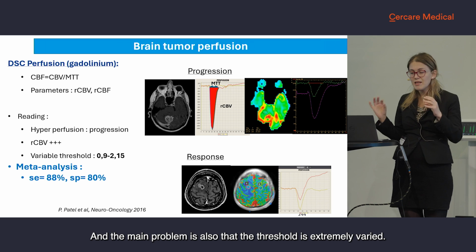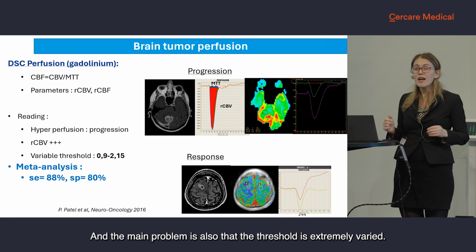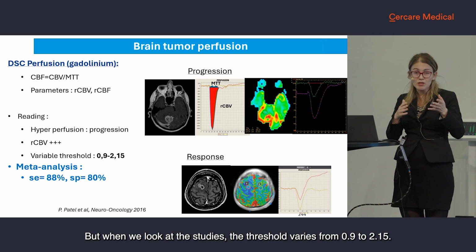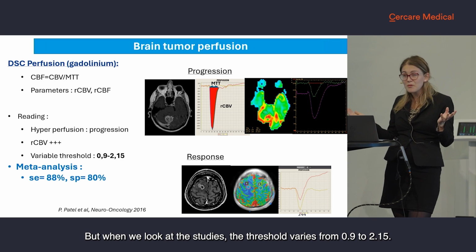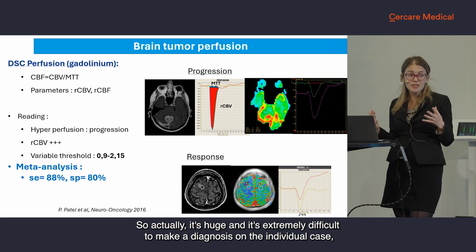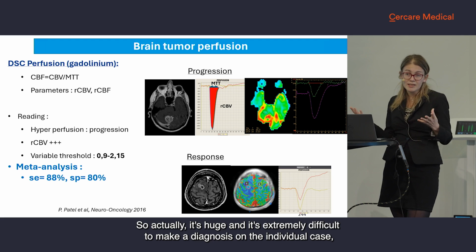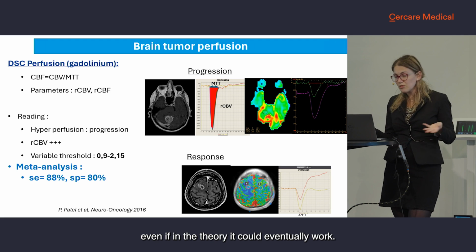The main problem is also the threshold, which is extremely variable. In the studies, the threshold varies from 0.9 to 2.15. So it's huge, and it's extremely difficult to make a diagnosis in an individual case, even if in a series it could eventually work.